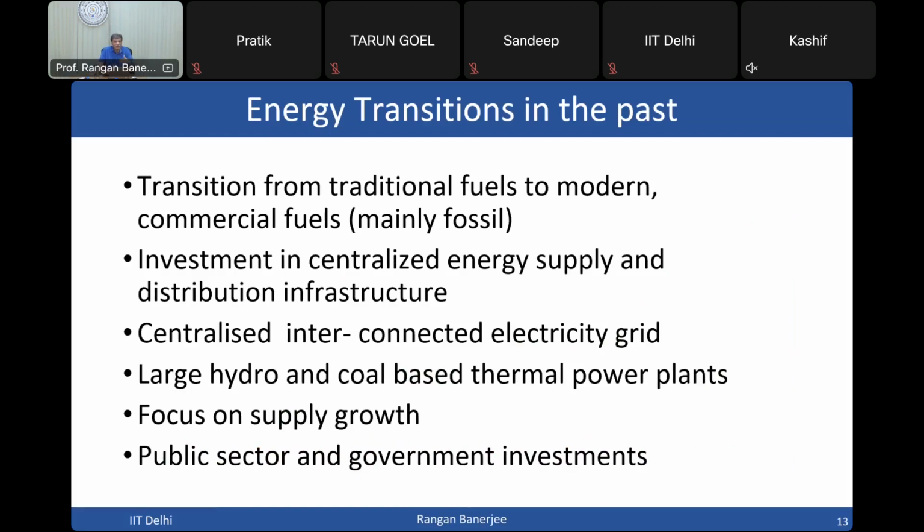In the past, we made the transition, and we talked about this, from traditional to modern commercial fuels. We had large investments in centralized supply and distribution infrastructure, and a large electricity grid, which is now connected to every village in the country, and large hydro and coal-based thermal power plants. The focus was on supply growth and public sector and government investments. This is what has happened in the past.